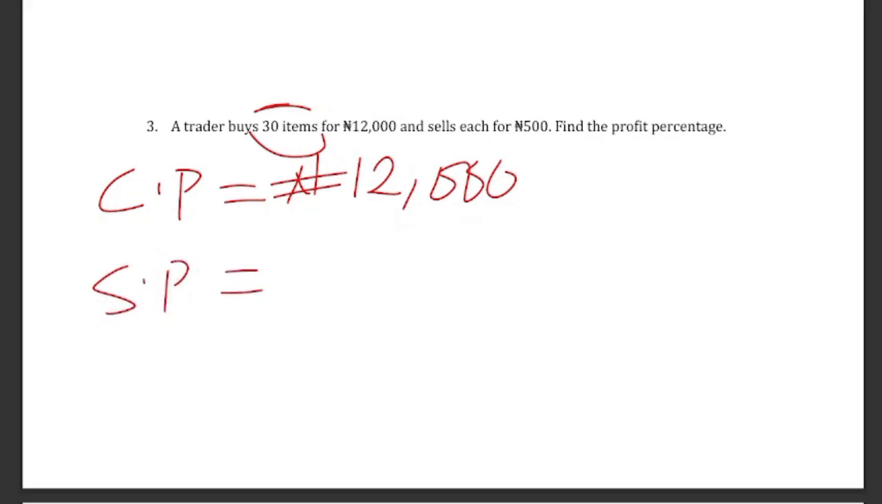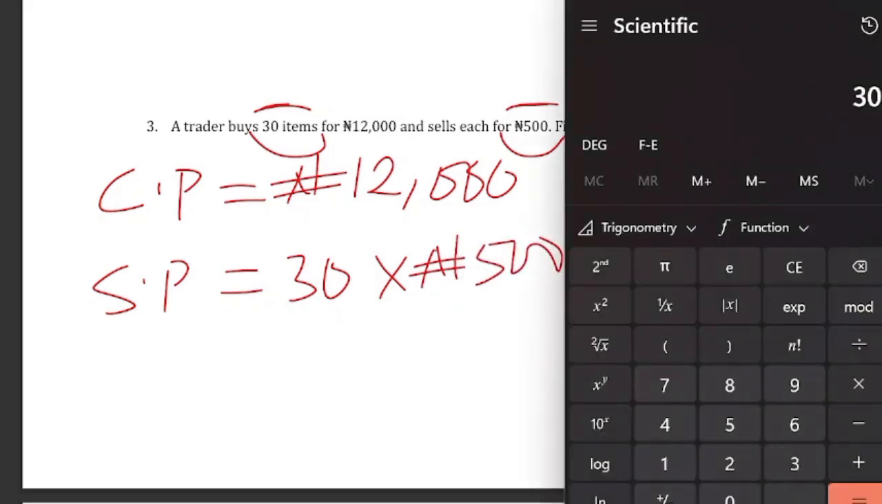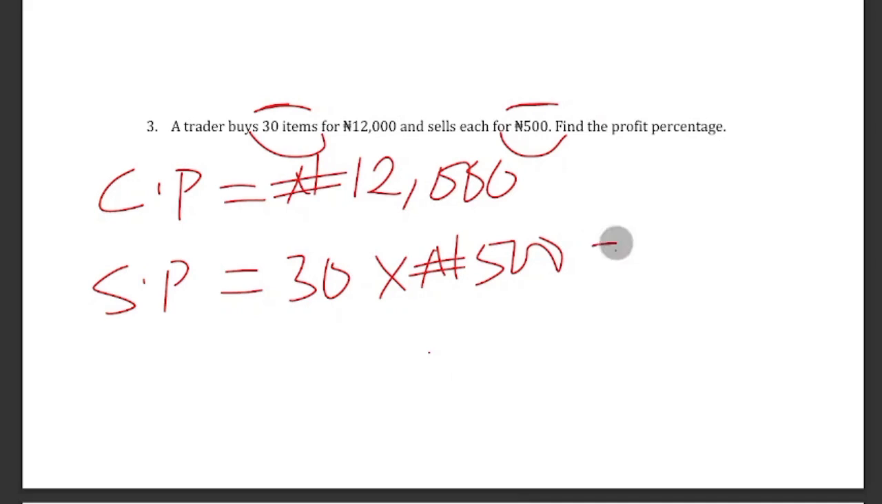Don't forget, this is not the amount that everything was sold. No. So each, that's how you have each. So that means you are multiplying 30 by 500 naira. So 30 times 500. So that gives 15,000 naira. So which means the selling price is 15,000 naira. So from here you see that it is profit. But if you look at the question as a whole, this is a loss.